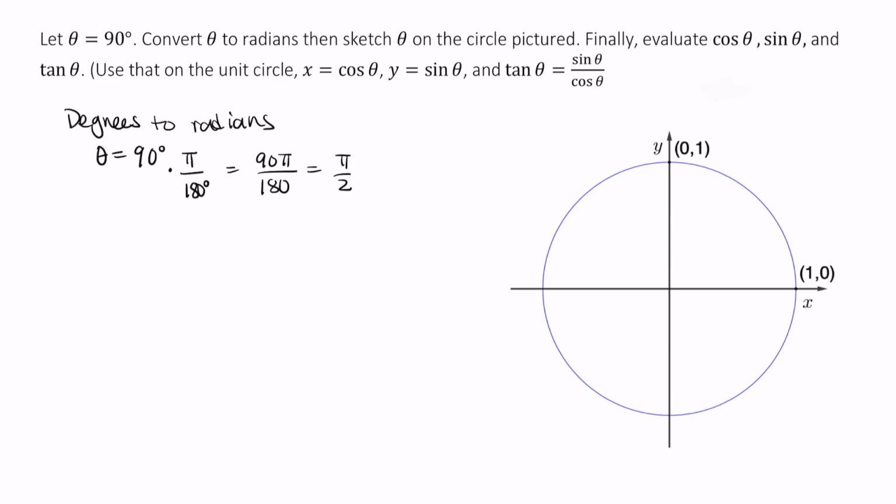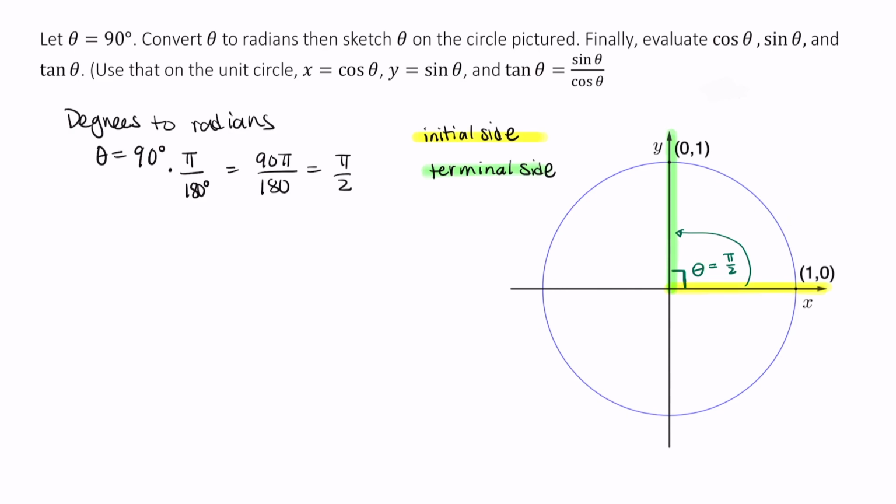Theta, our angle. Now remember, angles in standard position have an initial side on the positive x-axis. You move counterclockwise, and then their terminal side is where you stop. So this would be our terminal side, and this is a 90-degree angle. Initial side and terminal side. Again, this is the initial side, and here we have our terminal side.